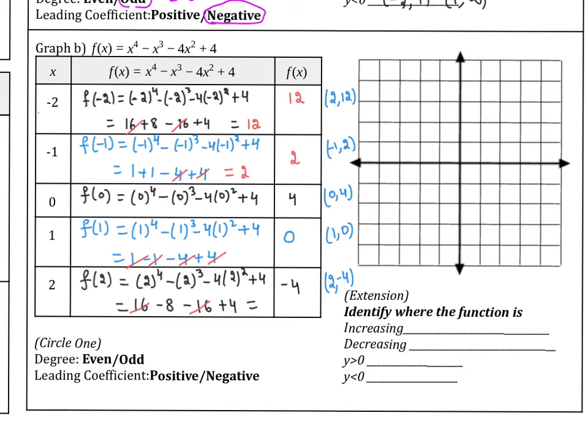This is going to be an even degree because it's x to the power 4, and the leading coefficient is going to be positive. So next I plotted the points. -2 comma 12 is this point, -1 comma 2, 0 comma 4, 1 comma 0, and 2 comma -4.